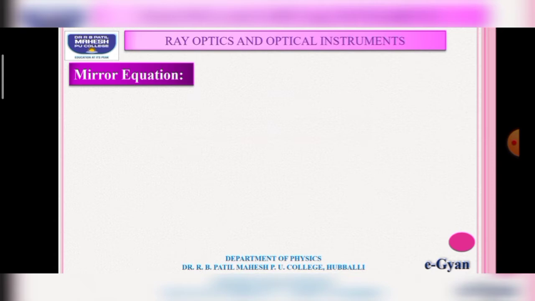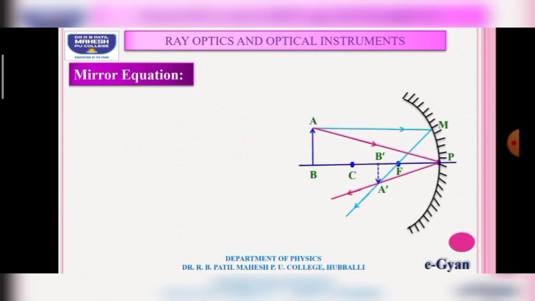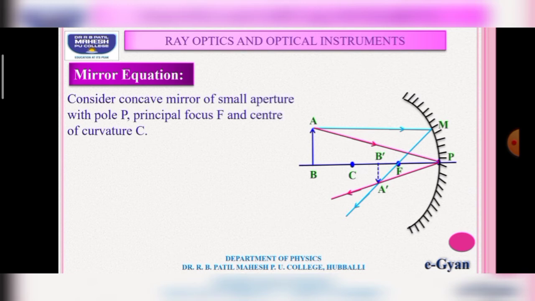Mirror equation. For this, I am going to consider a concave mirror of a small aperture with pole P, principal focus F and center C. The object is placed beyond 2F, and the image is formed between F and C.